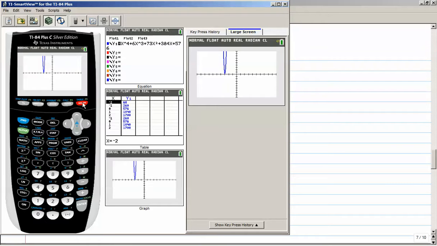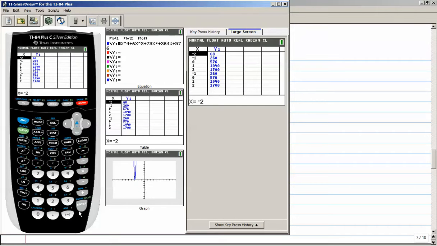Okay, well, let's see. It looks like it touches the x-axis right here at x equals -3. Let me go to my table and make sure that that's true. Let me put in -3. So when x is -3, y is indeed 0. So I do have one real solution at x equals -3.